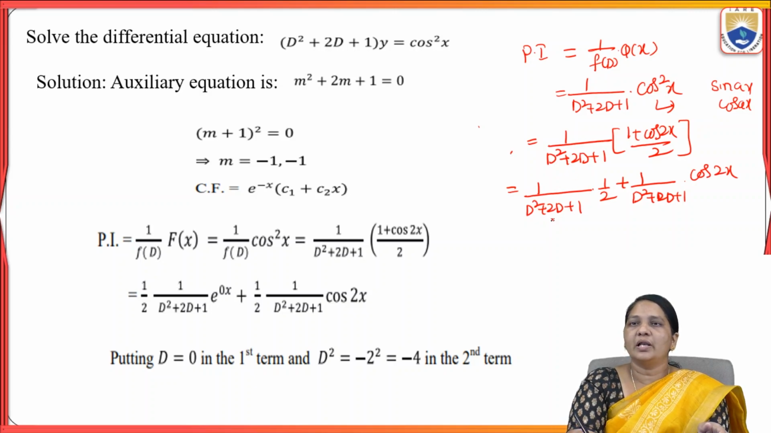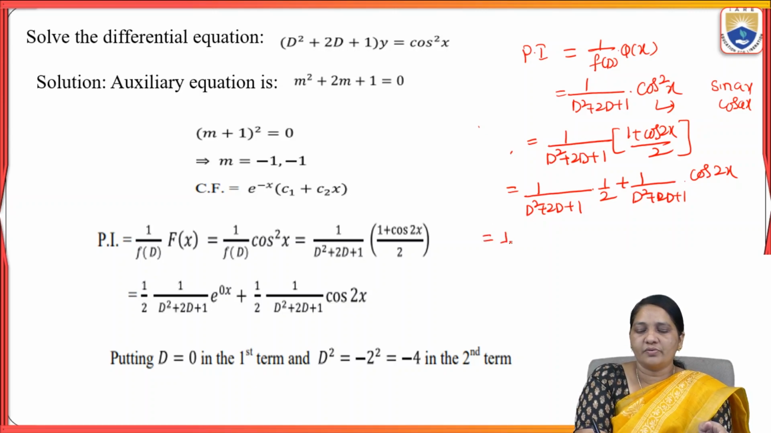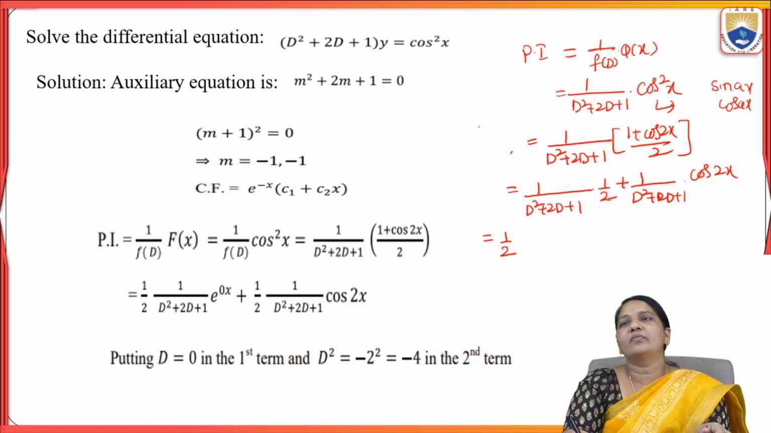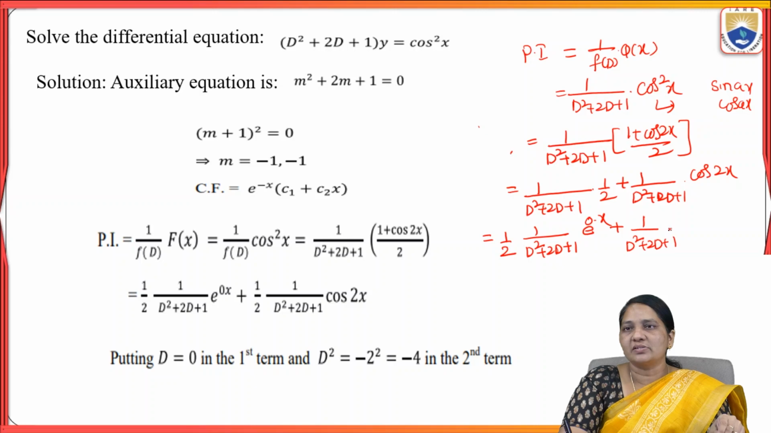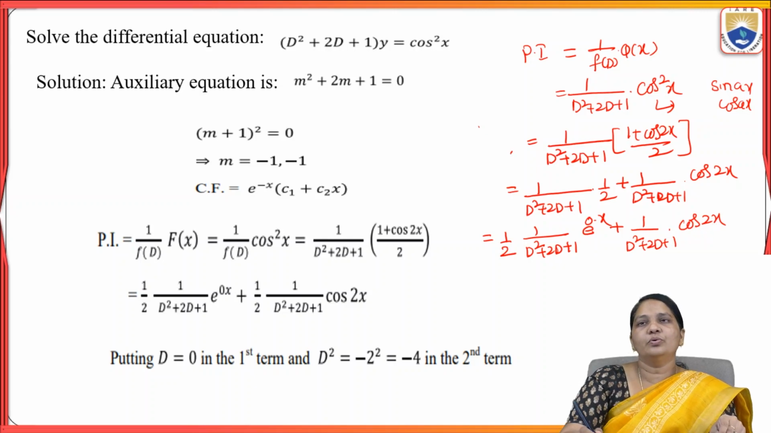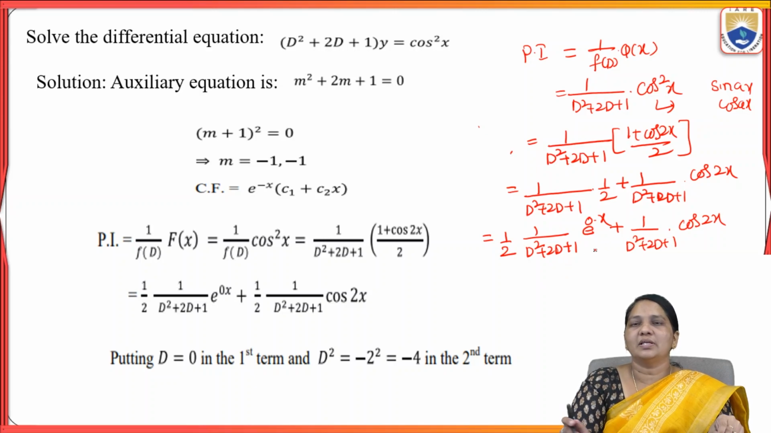That means I have to calculate the particular integral separately for each term. So what about the first term? In the first term, 1 by 2 is the constant. Here I don't have any x value, that means I can write this as e power 0x. That is 1 by D square plus 2D plus 1 into e power 0x, plus 1 by D square plus 2D plus 1 into cos 2x. Now here I have to follow the procedure for method 1, because I am getting the e power ax form for the first term, and for the second term I am having the cos ax form.